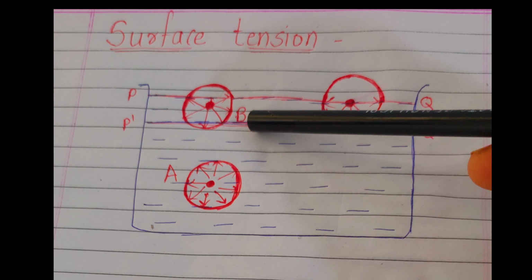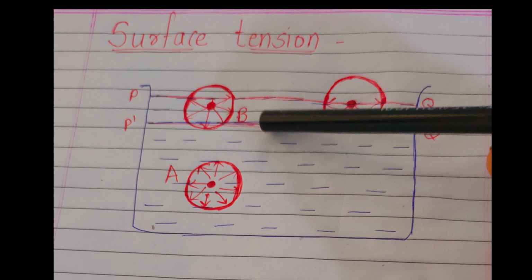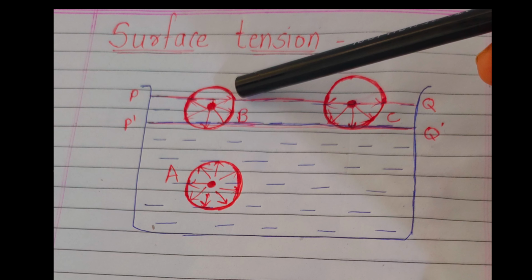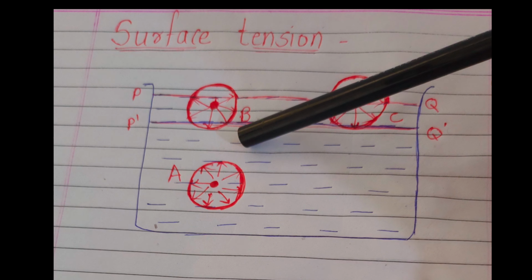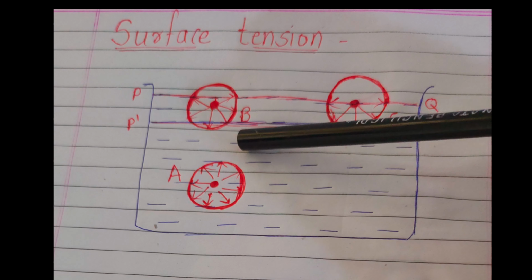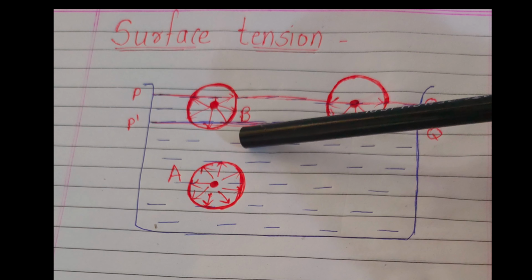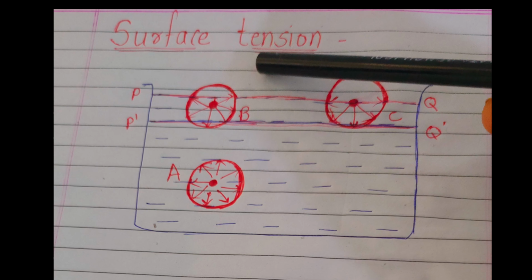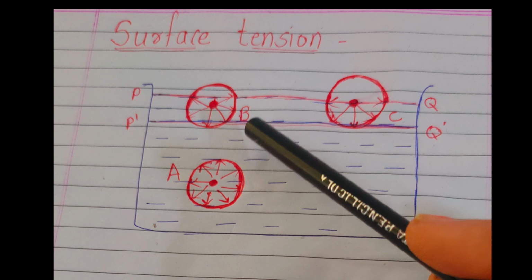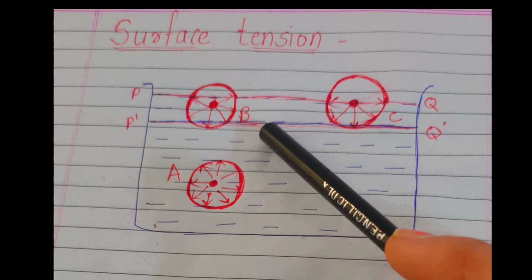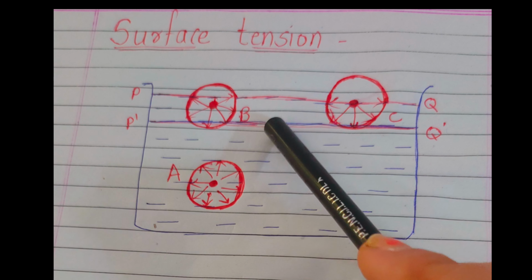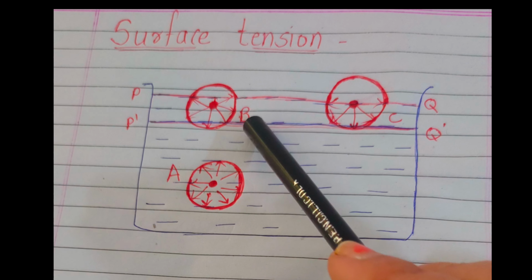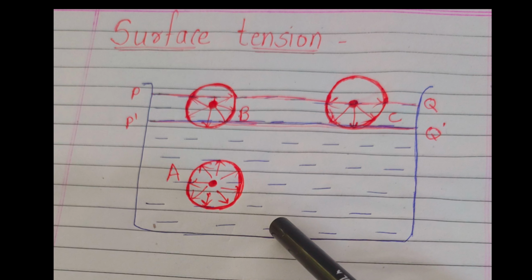Now just see B. In case of molecule B, 25% of the molecule consists of air and 75% consists of water. And we know that in water, the distance between two particles is less as compared to air. So which net resulting force is acting on B? The cohesive force. A net resultant downward cohesive force is acting on B and pulling the molecule B inside the liquid.